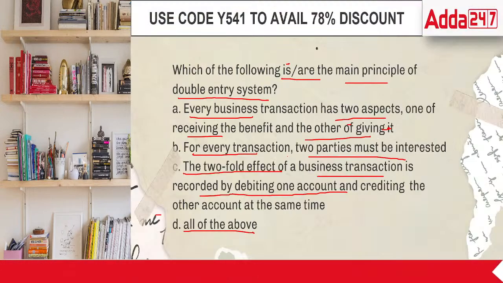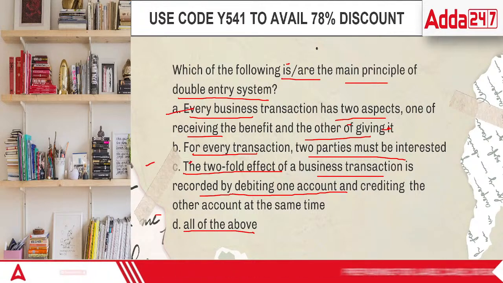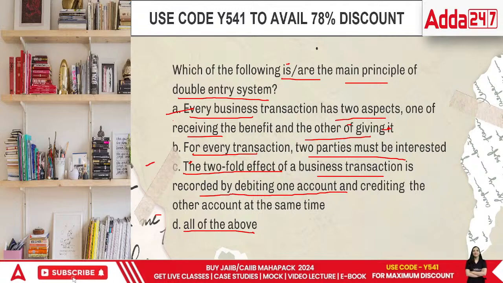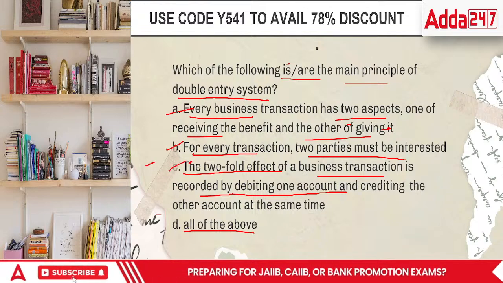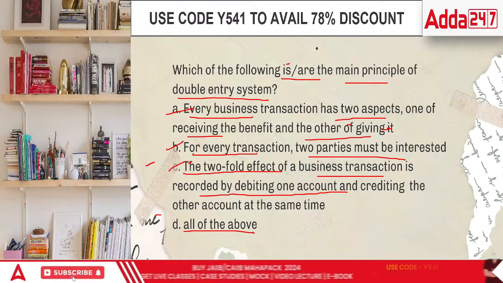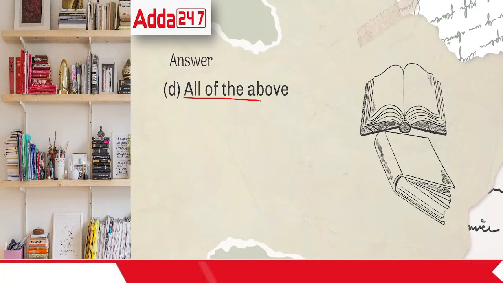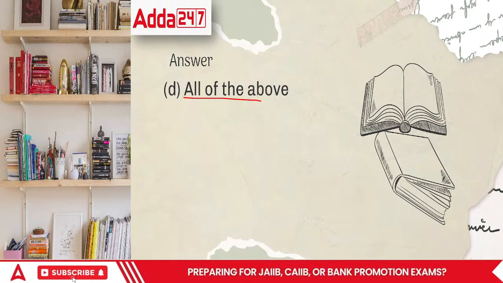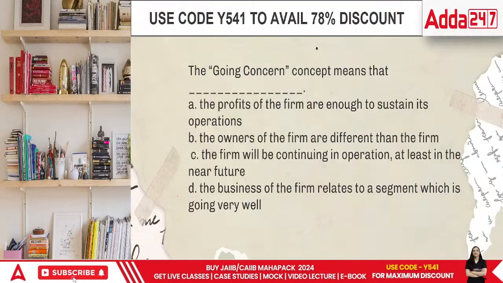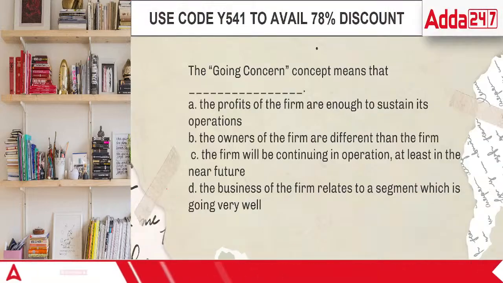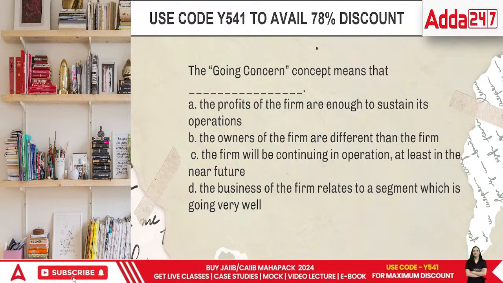It is actually all of the above. Every entry has two aspects, so A is also correct. I'm sorry, for every transaction, two parties must be interested is also correct. And C is also correct. Yeah, everything is correct in this case. The correct answer is actually all of the above. Now comes the next question, everyone. I think in the upcoming classes, I'll start with the topic of the journal part, that is, the procedure in detail. We'll be starting the accounting cycle.